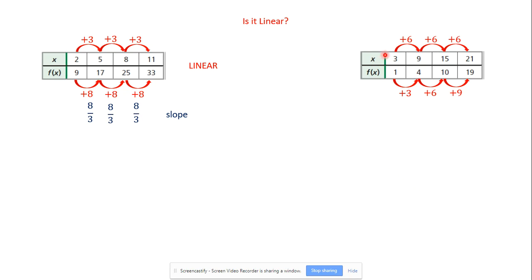But again, let's look at the slope. 3 over 6, 6 over 6, and 9 over 6. Those are not the same. So it's not linear. And so that's how you can tell if things are linear or not.